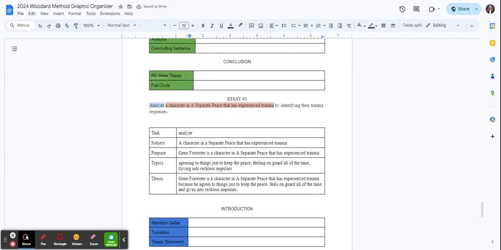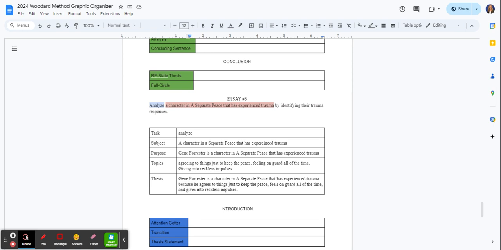This one is similar to the other one where some of the information is left out. The first one is we identify our task, which is analyze. We identify our subject pretty quickly: a character in a separate piece that has experienced trauma. Now, what this prompt doesn't have is the name of the character, and it doesn't have the trauma responses. So we don't have our 3 topics. So what we do is we choose Jean Forrester, who's the main character, and in doing so, because it's his story, we use him because we know that he's going to have the most trauma responses, which is going to result in writing the easiest essay possible.